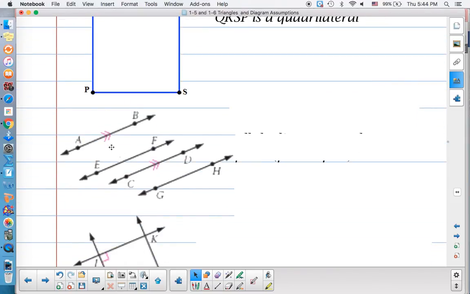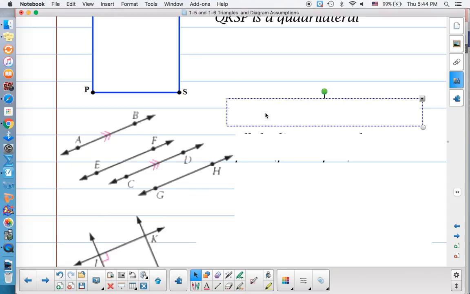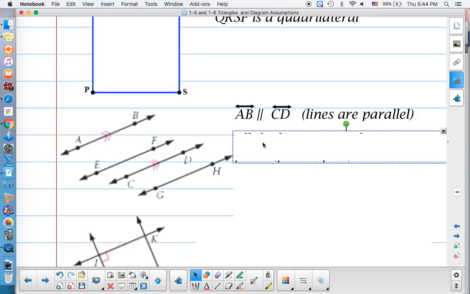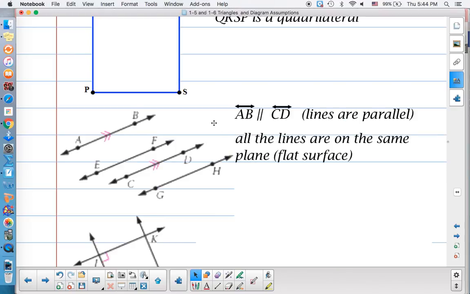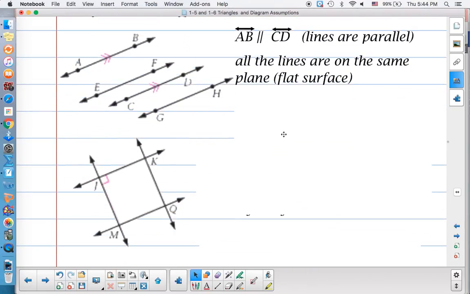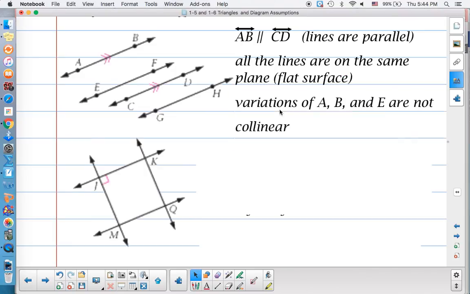The next diagram has a lot of lines that are drawn, so the things that we do know are that the lines indicated as parallel by the pink arrows are parallel. Please take note of that in notation so that you keep thinking about how we indicate that. We do know that all the lines are on the same plane. We could also have told that about the quadrilateral. When we said it was a quadrilateral, that would actually be part of what would have to be true. And we could have a lot of different variations about what we do know about points.